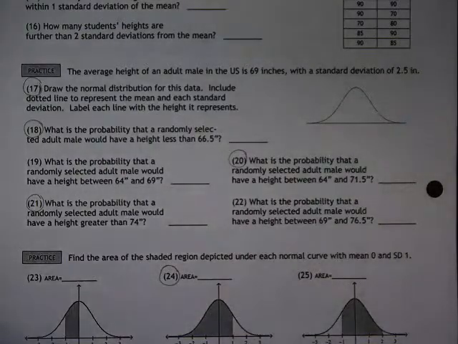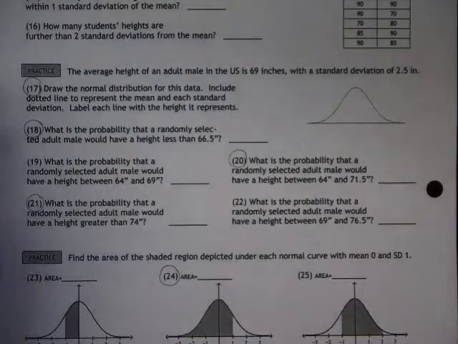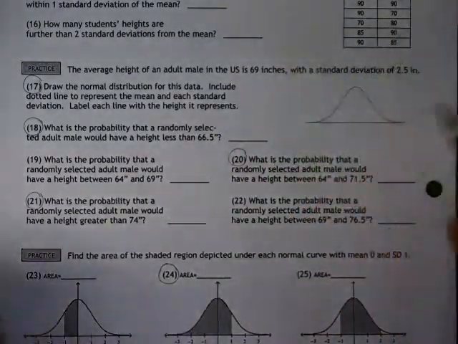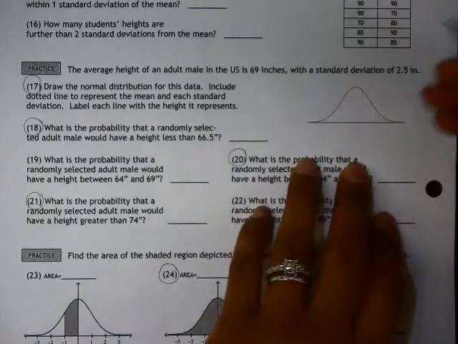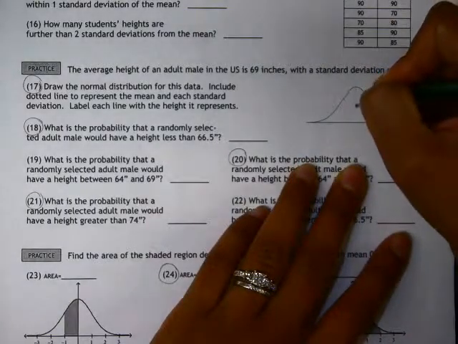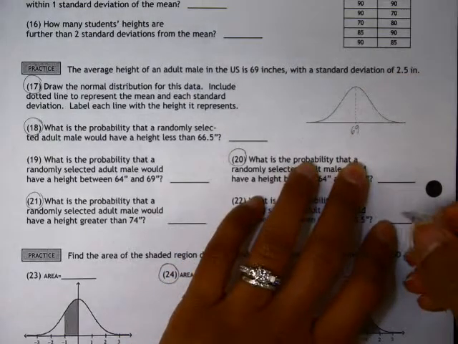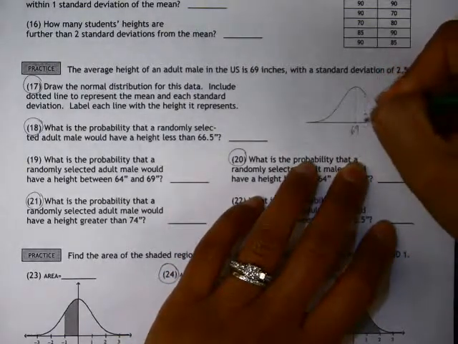This is worksheet 27.1, and we're going to look at some of the questions in this section. The average height of an adult male is 69 inches with a standard deviation of 2.5. So I'm going to go ahead and just fill in my normal curve with the mean and each standard deviation above the mean.